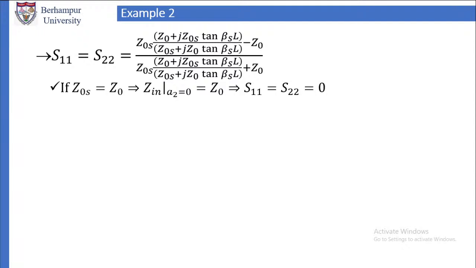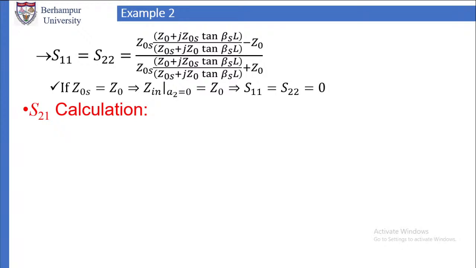Now suppose Z0S is equal to Z0 in this equation. If Z0S is equal to Z0, then Zin is equal to Z0. That implies that S11 is equal to S22 is equal to 0. If Z0S is equal to Z0, the first part becomes Z0, so Zin is equal to Z0. That will make S11 equal to S22 equal to (Z0 minus Z0) by (Z0 plus Z0). Z0 minus Z0 is equal to 0, so that makes it 0. Otherwise the expression is this.